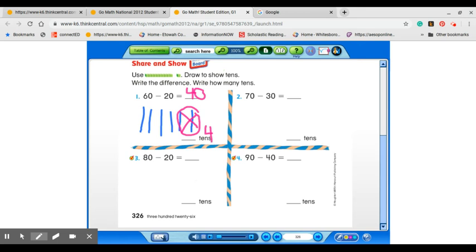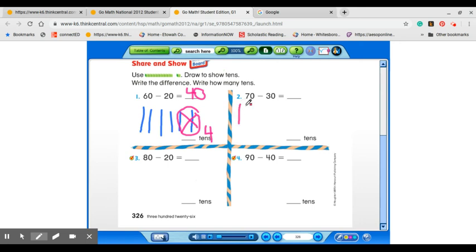This is 70 minus 30. We want to think which number is bigger. Great, I hope you said 70. And then we want to think how many tens in 70? And I hope you said 7. So we are going to draw 7 tens.